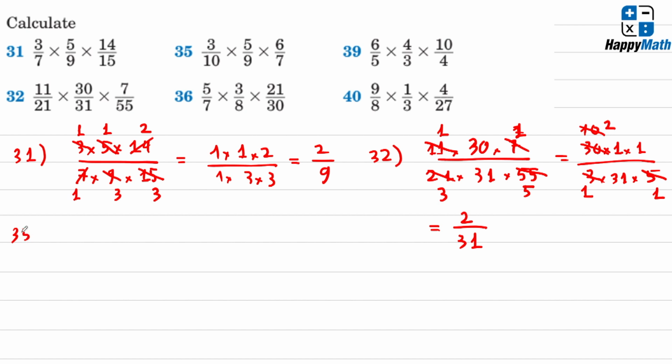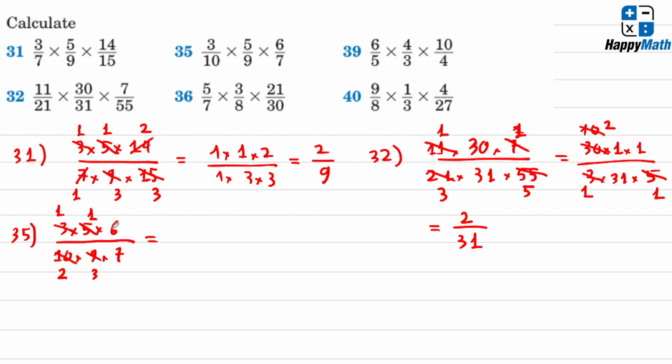Question 35, you got 3 times 5 times 6 over 10 times 9 times 7. Okay, so how can you simplify all of them? 3 and 9 can be divided by 3, here is 3 and here is 1. 5 and 10 can be divided by 5, so here is 1, here is 2.